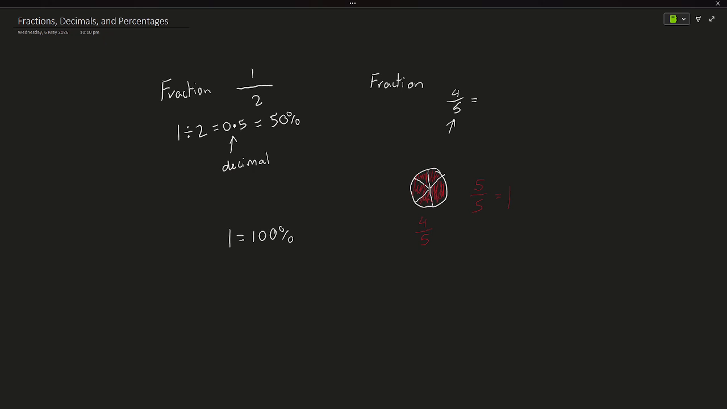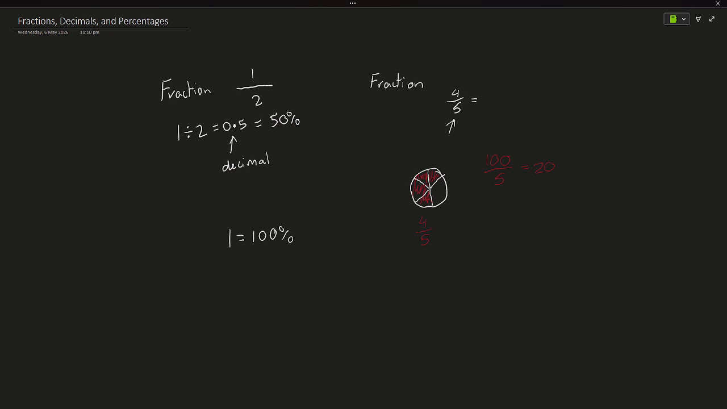But if we want to turn that into a decimal, then we have to see, okay, so if we did 100 divided by 5, that would equal 20, because 20 times 5 equals 100.